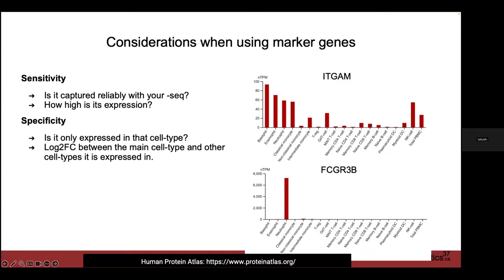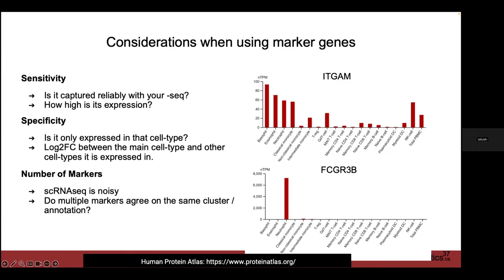So make sure if you're using a marker gene, is it really only expressed in that cell type? And is it really differentially expressed in that cell type? Maybe it's only like 0.5% higher in that cell type of interest compared to another cell type, and then that's not really a useful marker gene anymore. And especially when you're looking at marker genes, you want to make sure you're using multiple markers. Single cell RNA-seq data is noisy. Lots of genes that are really great markers for flow cytometry are not well expressed or well detected in single cell RNA-seq. So you're going to want to make sure you've got a panel of marker genes for each of your cell types.